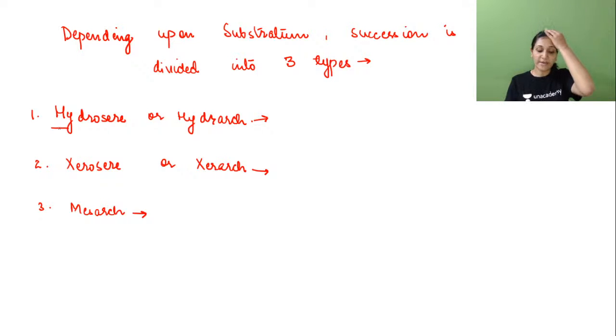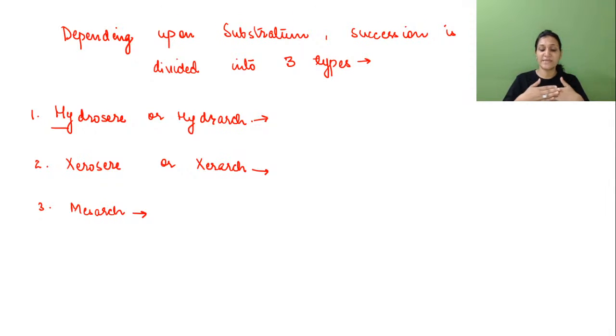So it is somehow related to water body. Hydrosere or hydrarch. So succession begins in the fresh water. It can begin in a pond, it can begin in a lake, it can begin in streams. That type of thing is called hydrosere or hydrarch succession.